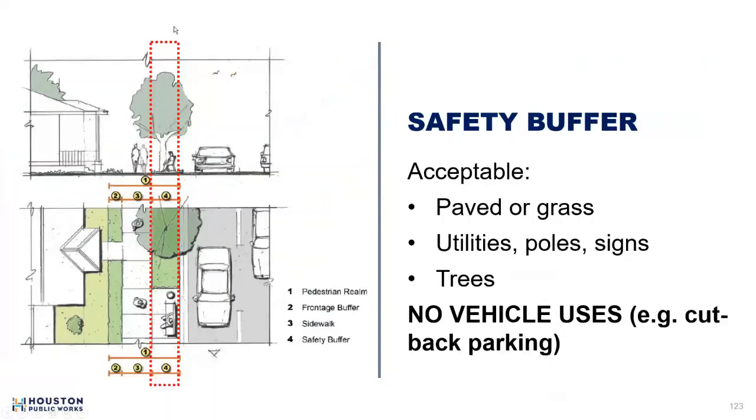Again, the safety buffer, which is that area between the sidewalk and the roadway, we clarify that area can be paved or it can be grass. It can look just like a sidewalk and effectively be a sidewalk, or it can be something completely different. But one thing we do clarify, and we've seen this question come up quite a bit, is that it is not intended for any vehicle uses. And very specifically, if we're looking at cutback parking, that is not something that is compatible with a safety buffer. That would have to be outside of the safety buffer.